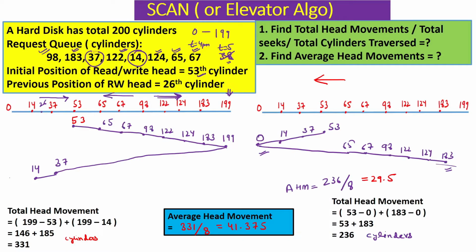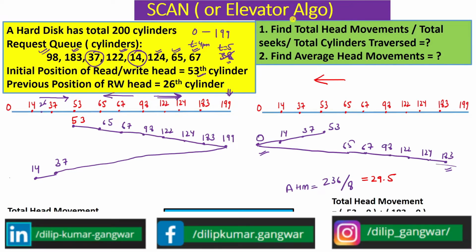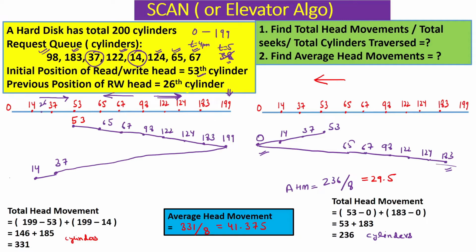So this was the example that we discussed in the last video for the SCAN algorithm, and the other name of the SCAN algorithm is the elevator algorithm. We saw that to work with the SCAN algorithm we need to know the initial direction in which the read write head is moving. Here we are given that previously the read write head was at cylinder 26 and currently it is at cylinder 53. That means the read write head is moving from lower to higher cylinder numbers, right?